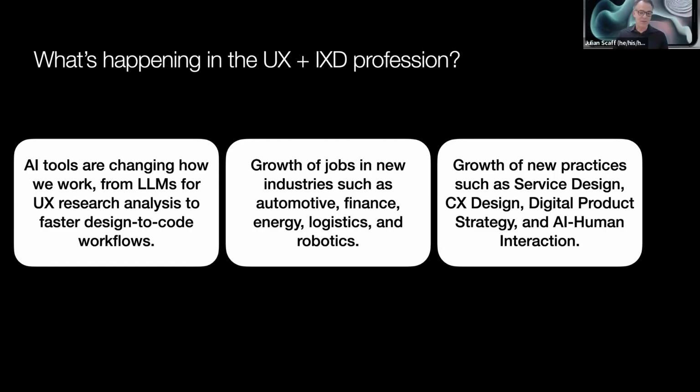Now, at the same time, interaction design and UX are expanding beyond traditional digital products into complex, high-impact industries like transportation, finance, energy, logistics, robotics, service systems, electronic devices. We see a convergence with other fields, like graphic design, industrial design, engineering fields and things like that.